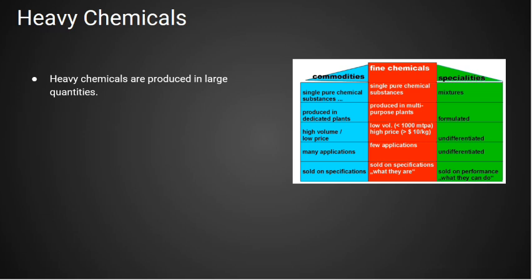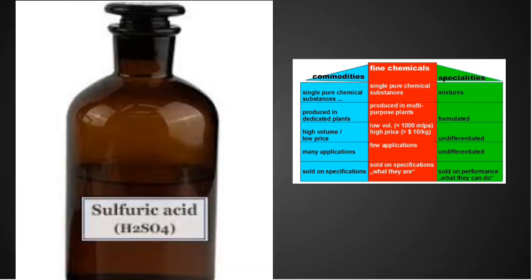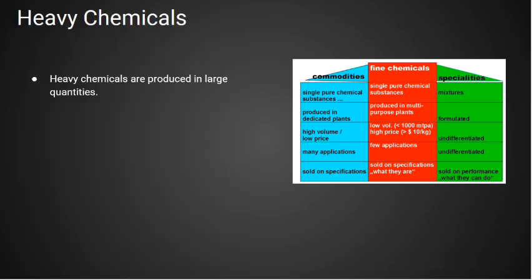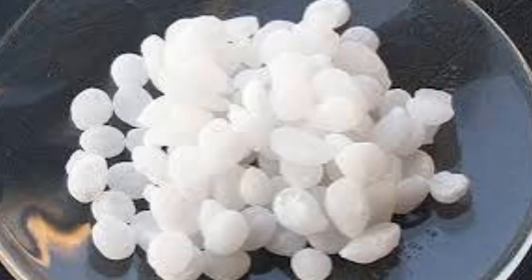And we also have sulfuric acid that we call H2SO4. We could also have sodium hydroxide. Sodium hydroxide is also under heavy chemicals and it is used in production of soap. Okay.